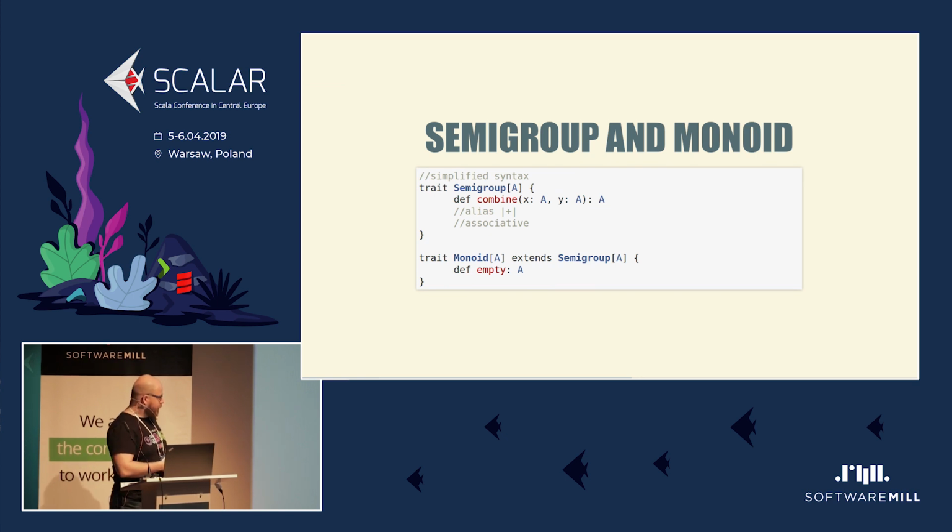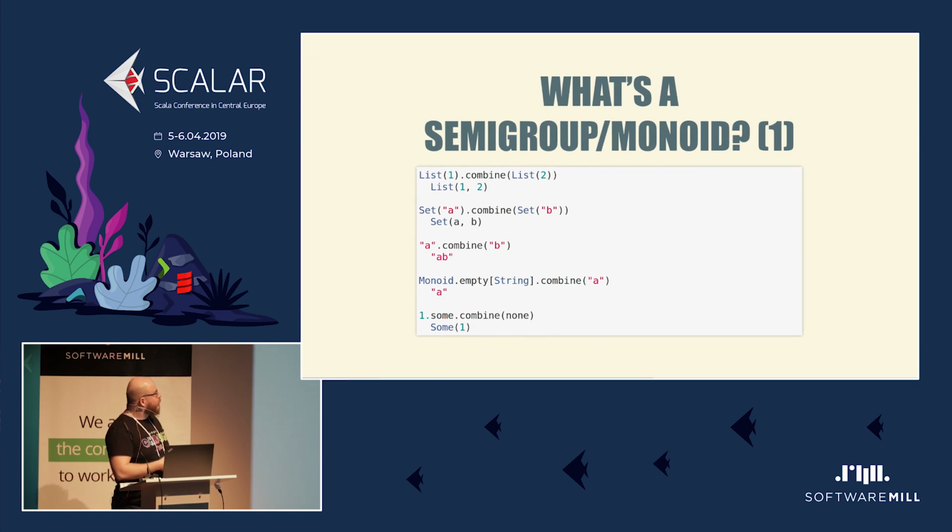And Monoid is basically an upgrade of Semigroup, which also gives an empty element, which is really the neutral element for the operation of combine. So for integers under addition, that's 0. Because if you add 0 to anything, you get the same number back. But the thing is that semigroups and monoids are really pretty much everywhere.